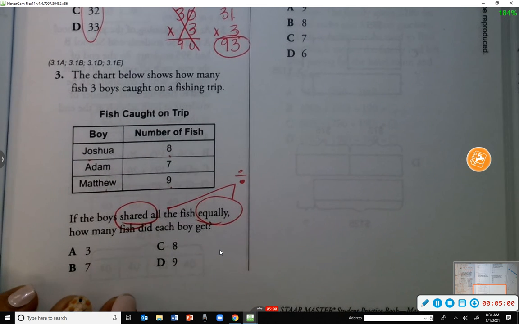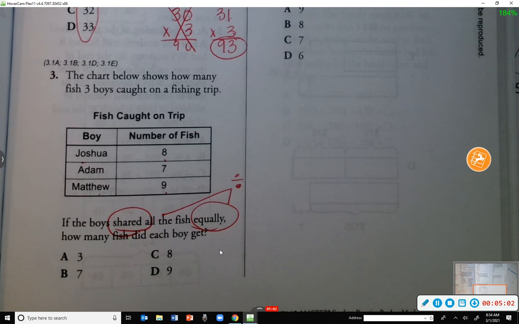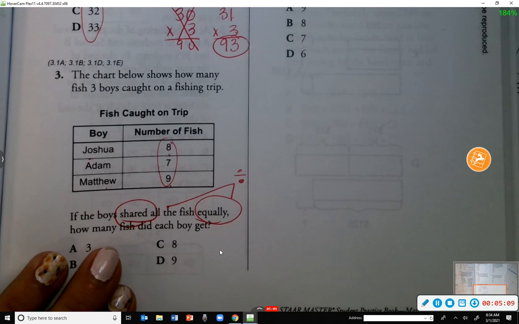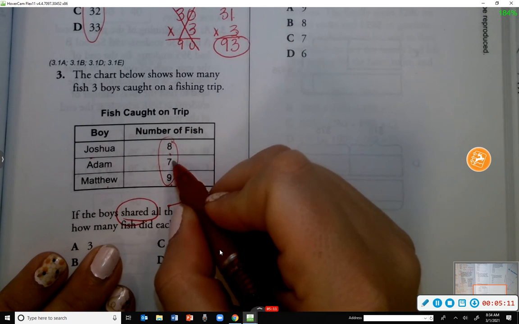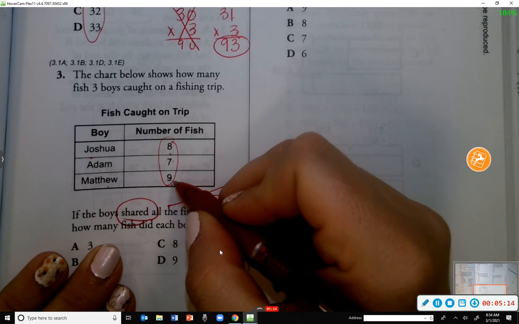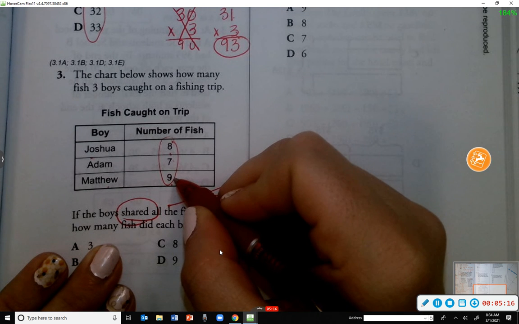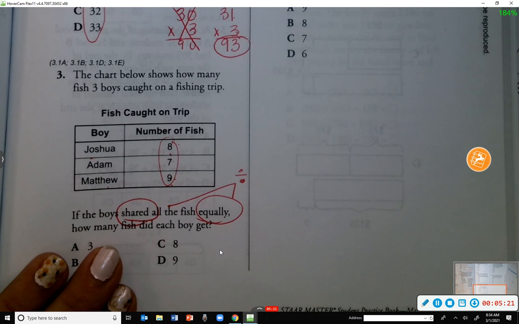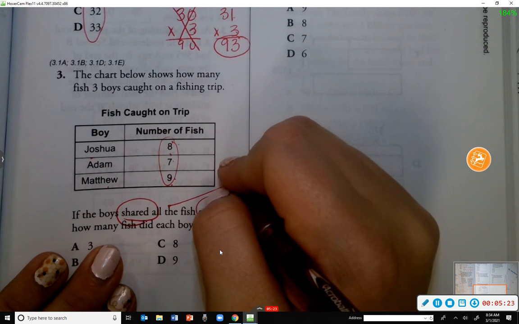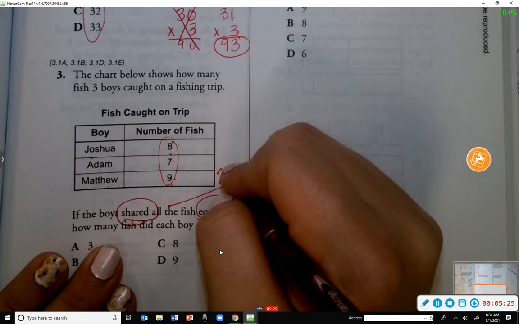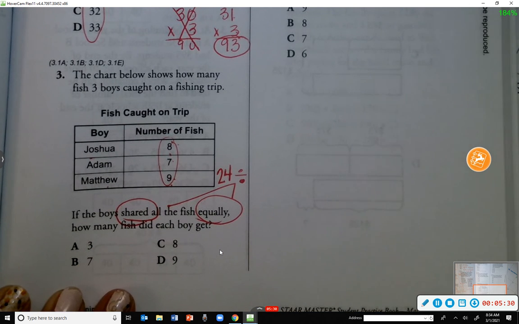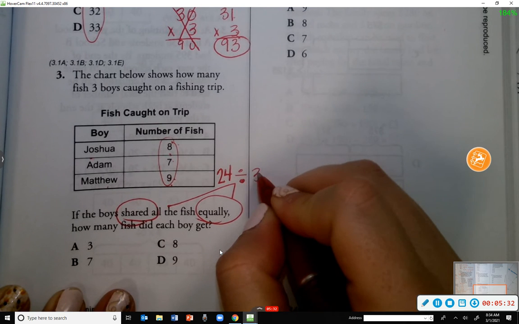Okay, but what am I going to divide? I have no numbers. The number of fish. So do I need to add all these fish up first, Allie? Good. Okay. 9 plus 7 is what, class? 16. Good. 16 plus 8? 24. So I know I need to take 24 and divide it by something. 3, because there's 3 what? Boys. So 3 boys are sharing the fish.